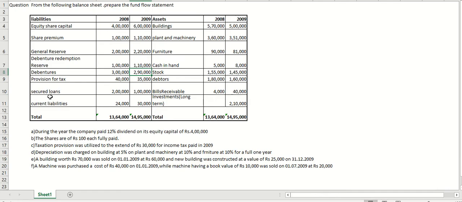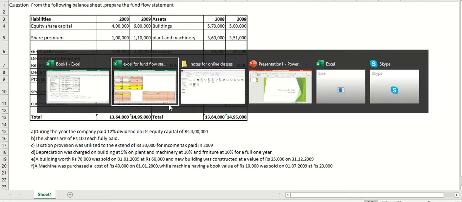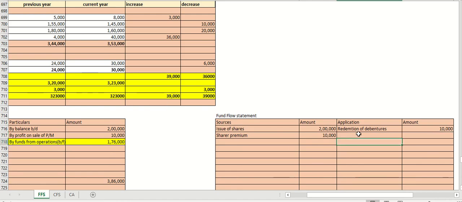Next we have secured loans. Last year it is 2 lakhs, the current year it is 1 lakh. This is a long-term liability, so it has decreased, which means you have paid your secured loans. That's why there is a decrease. So secured loans paid. If it had increased, probably it is raising of secured loans, so it would come in your sources. The amount is last year 2 lakhs, current year 1 lakh, so the balance is 1 lakh. 2 lakhs minus 1 lakh is 1 lakh.